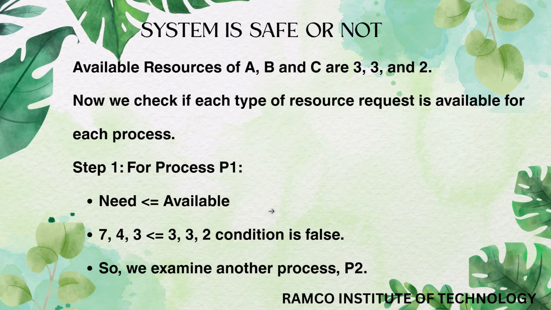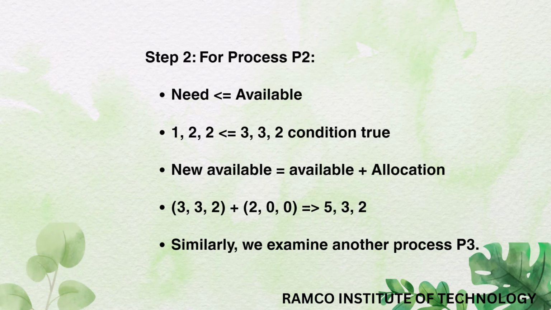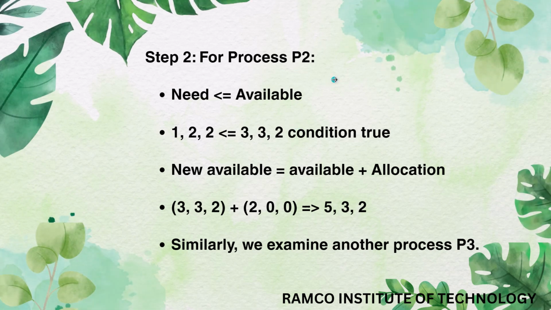So we need to move to the next process, P2. Here also we need to check whether the condition is true or false. Here the need is 1, 2, 2 and available is 3, 3, 2. Now the condition is true because 1 is lesser than 3, again 2 is lesser than 3, and 2 is equal to 2. So the condition is true.